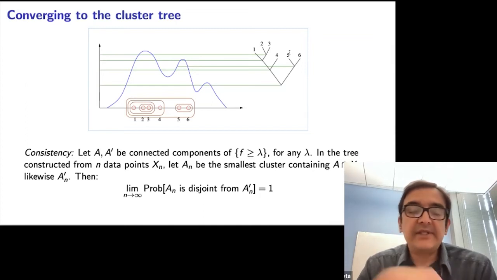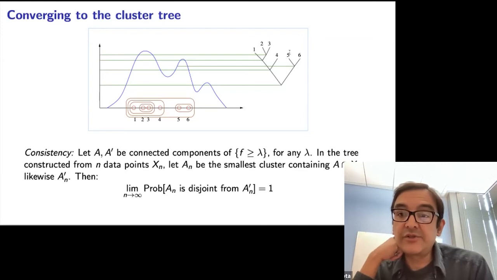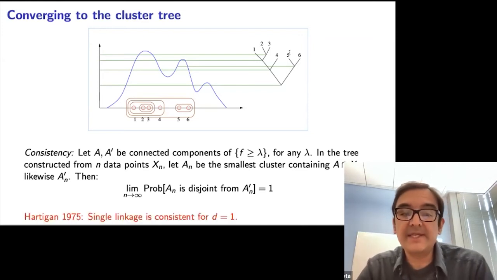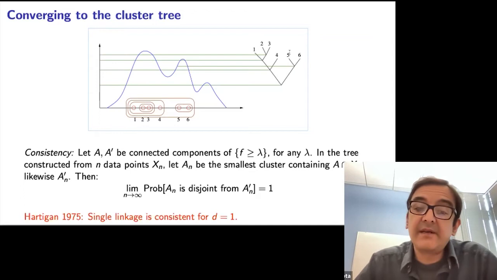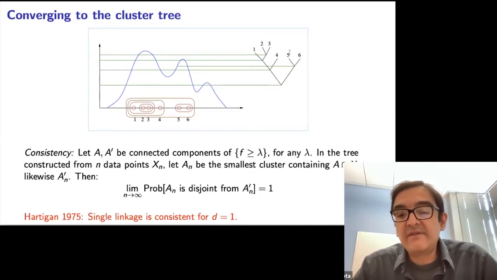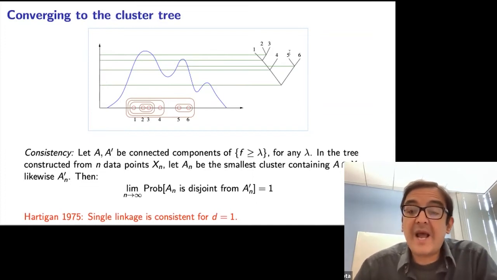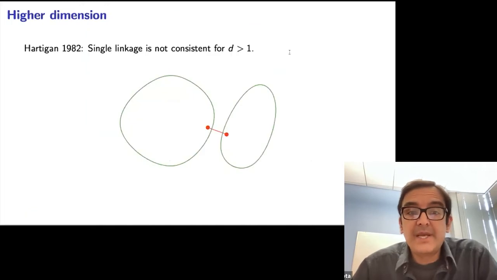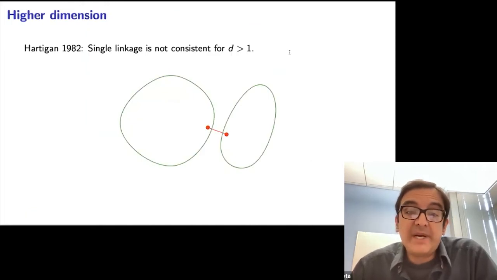Now, it's not actually a coincidence that this example looks good. What Hartigan showed in 1975 is that single linkage is consistent in one dimension. This has been one of the few really decent results in the statistical theory of clustering. So the natural question is, what happens when the dimension is more than one? And at that point, the news becomes a little bad.